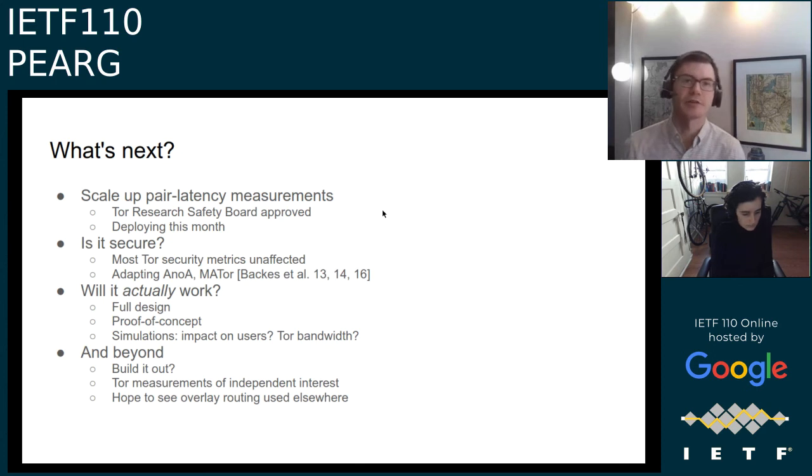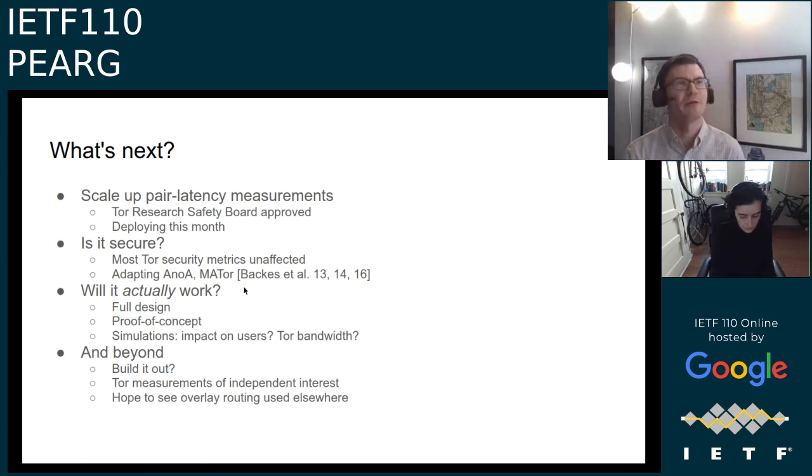And the next step also is we want to make sure it's actually secure. Most existing Tor security metrics that are used in academia to try to quantify the impact of various changes to the Tor network say they are not affected in any way by this. We think that's not quite right. We think that there must be some impact to doing this. So we're trying to adapt some existing security frameworks and make sure we can quantify exactly how bad the risk of de-anonymization gets when you do this.